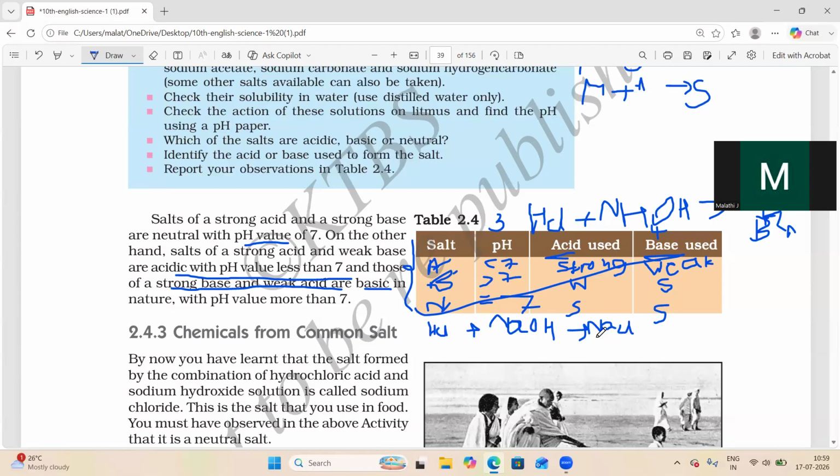Always we know that in salts, the first part we get from the base. The second part, this Cl, is from the acid. So it contains Na plus and Cl minus. That is about the types of salts here. Very important question: they may ask from these three types of salts.